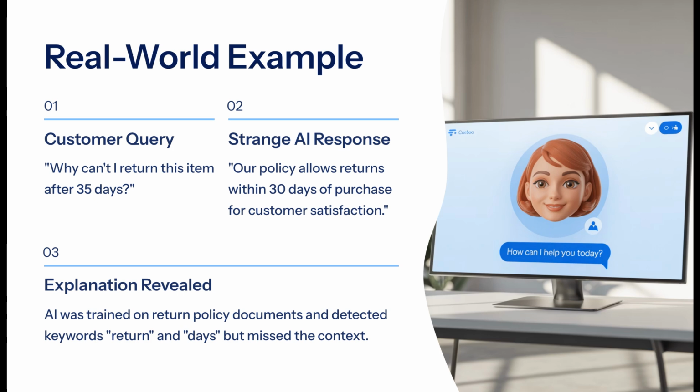An explainable AI would provide context like, "Our policy allows returns within 30 days. After that, we can only offer store credit. Would you like me to guide you through that option?" Notice the difference? Transparency tells the rule, explainability helps the customer make sense of it.